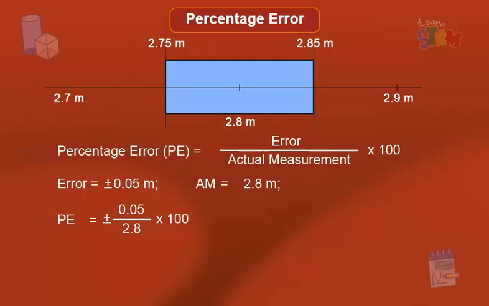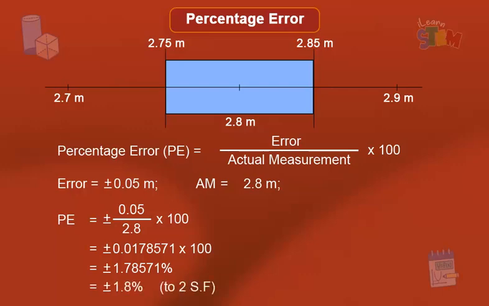Applying the BODMAS rule, we will start with the division. 0.05 divided by 2.8. Use your calculator to solve for this. The result is plus or minus 0.0178571. Next, we multiply the result by 100. The answer is plus or minus 1.78571%. Rounding off to two significant figures, our answer is equal to plus or minus 1.8%. Refer to Lesson 8 for a recap on rounding to significant figures if needed. Let us look at another example to enhance our understanding.